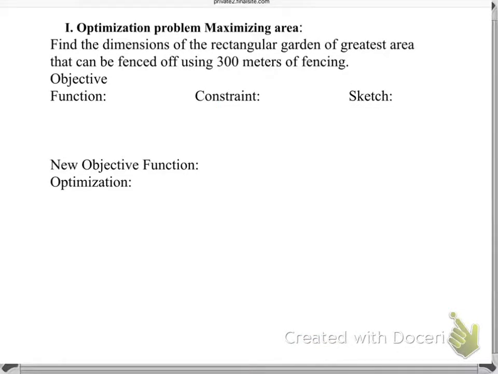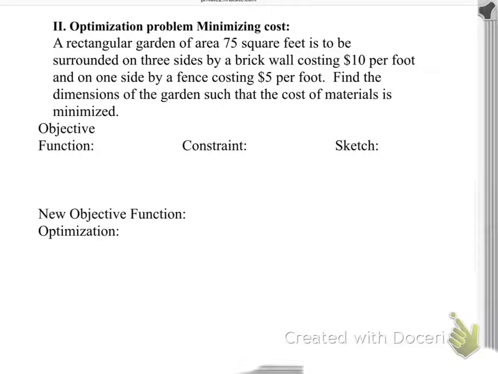Our next problem asks us to optimize a problem in maximizing the area. So it says find the dimensions of the rectangular garden of greatest area that can be fenced off using 300 meters of fencing. Okay, so let me correct myself. That's the same thing we just did. So let me grab another picture for you, and then I will start again. Okay, that's better. So optimization problem, minimizing cost.